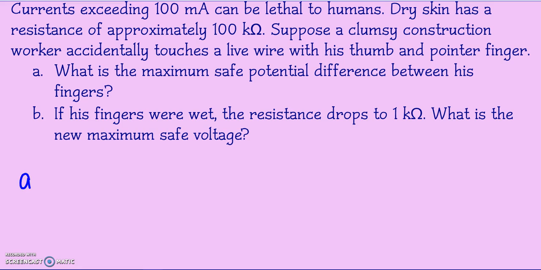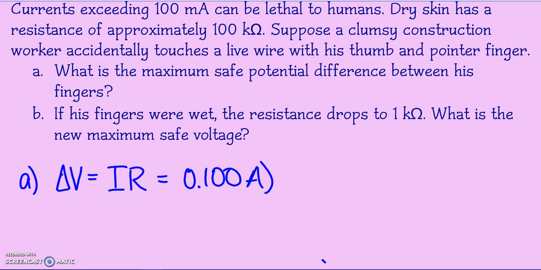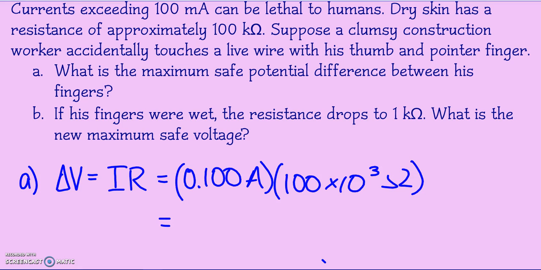So I know that I can use Ohm's law to find this maximum potential difference by using the fact that that potential difference is equal to the current times the resistance. It says that currents exceeding 100 milliamps can be lethal. So I'm going to assume that 100 milliamps, or 0.1 amps, is the maximum safe current. And we know that our resistance is 100 kiloohms. I will, of course, have to convert that. So that would be 100 times 10 to the third ohms. My 0.1 amps times 100 times 10 to the third ohms.